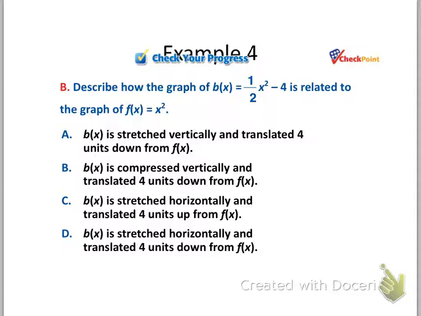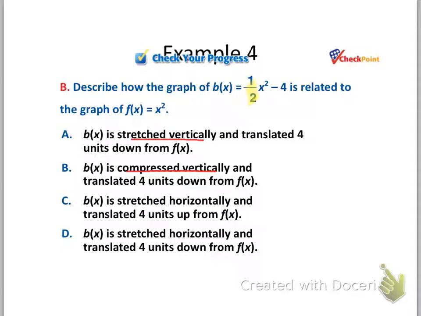Feel free to use your foldable here as you're working through this to help you. All right, so now this time we've got 1/2, so that's going to make it compressed vertically. It's going to make it fatter. So you might want to write down those key words there somewhere. Compressed vertically means that it'll be fat. Stretched vertically means it'll be skinny. Think about if you pull on something and stretch it, then it will get skinnier. If you compress something or you smash down on it, think like a marshmallow. When you smash it, it becomes fatter.